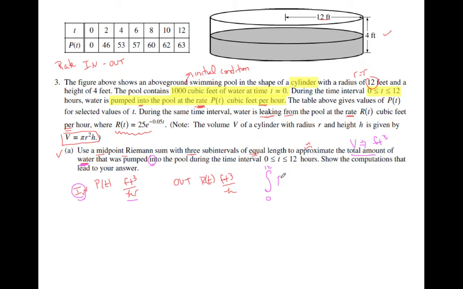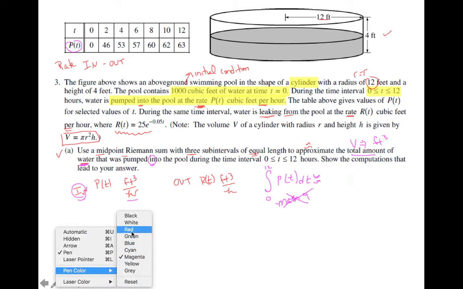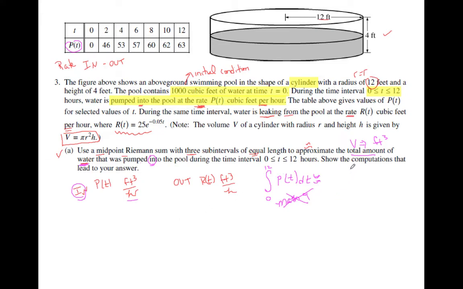So part A, look at this, MRAM. They're telling you they want three subintervals of equal length to approximate the total amount of water. Now remember, you've got P of T, which is in cubic feet per hour, and that's water going in. Then you have out is R of T, which is also in cubic feet per hour. But they're asking me to approximate the total amount of water. That's volume, and volume is in cubic feet. So again, you have to ask yourself, if they're giving me cubic feet per hour and they want cubic feet, what do I have to do?